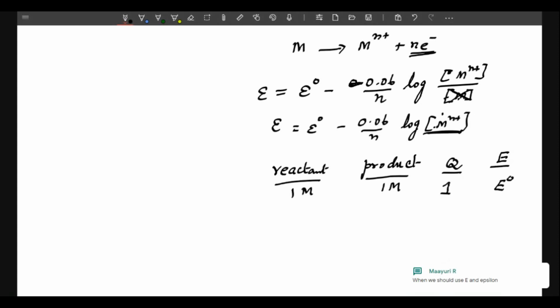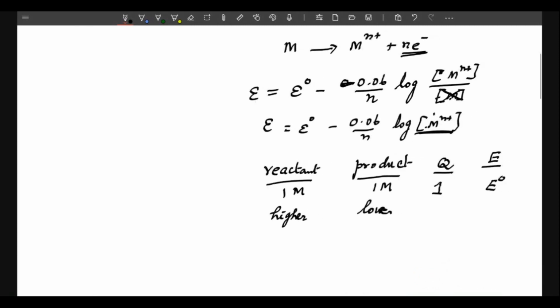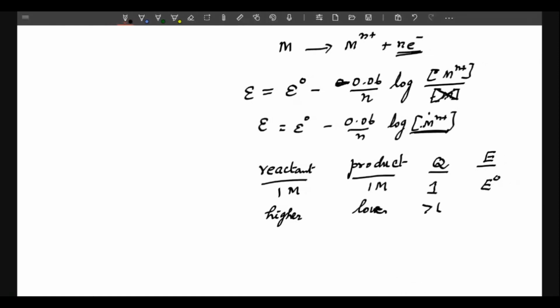When the reactant concentration is higher and the product concentration is lower, then the quotient value is greater than 1. The quotient value is greater than 1 means the log value is positive. You know this, the log value is positive. If the log value is positive, this term would be negative, and the E value would be less than E naught.